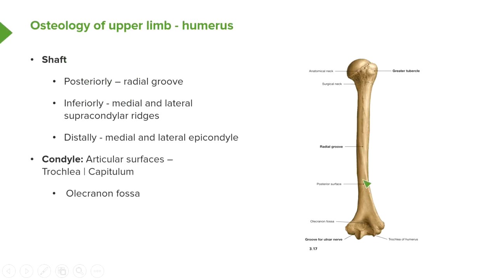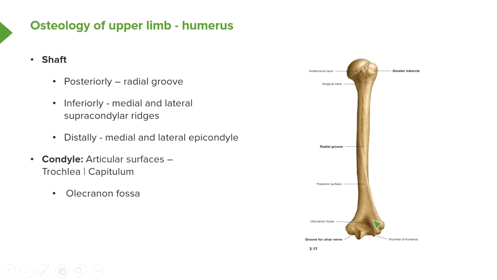We can also again see the medial supracondylar ridge. We can see the lateral supracondylar ridge. And they're giving rise to the medial epicondyle and the lateral epicondyle we can see here. So the radial groove, medial and lateral supracondylar ridges giving way to the medial epicondyle and the lateral epicondyle. Same features we can see on the anterior surface.